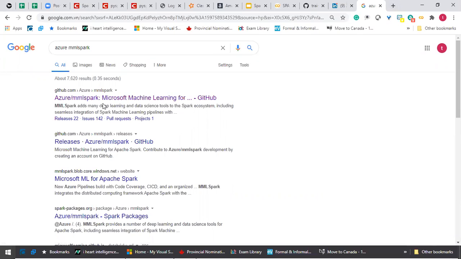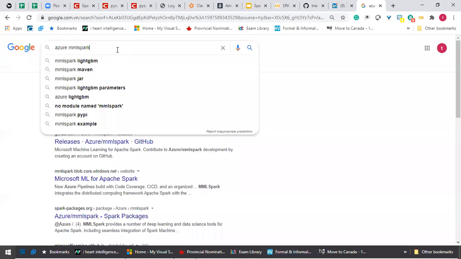MML Spark, they wrote this library especially for Spark, and it has a lot more features than the standard ML libs in the Spark API. One feature that I have been looking at is LightGBM, and they have more support in MML Spark compared to the normal one.